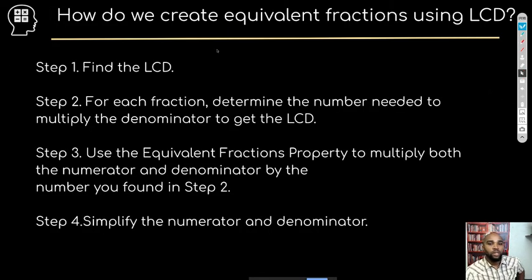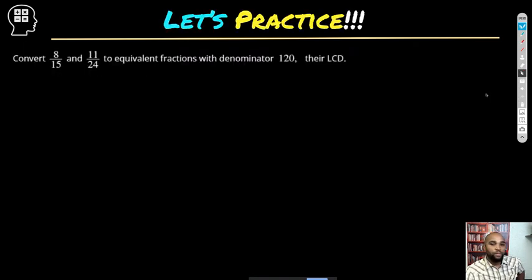So what do we do here? How do we create equivalent fractions? We found the least common denominator. For each fraction, determine the number needed to multiply to get to that least common denominator. Then we use the equivalent fractions property to multiply both the numerator and the denominator by the number we just found. And we simplify. So that is a summary of the steps that we did.